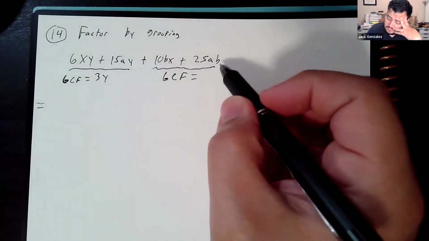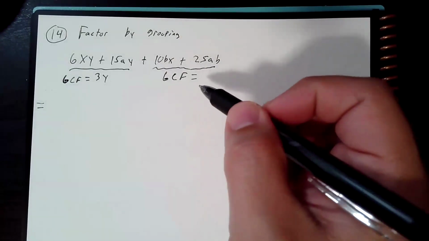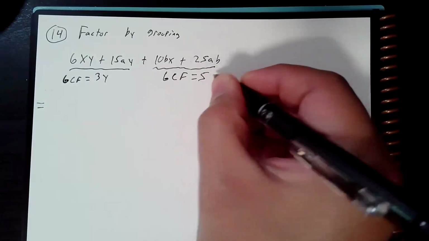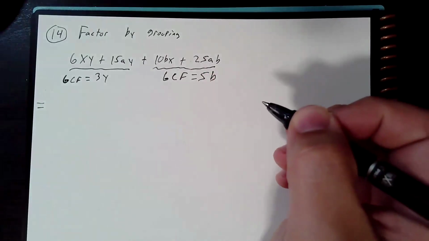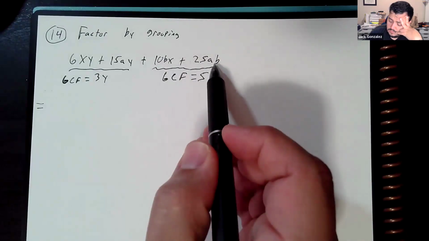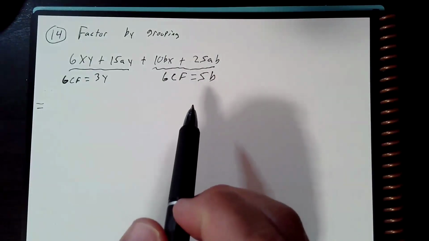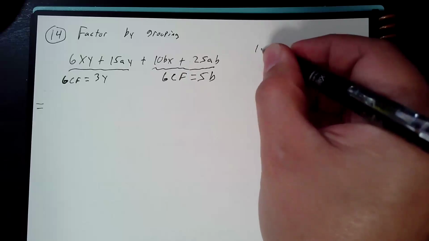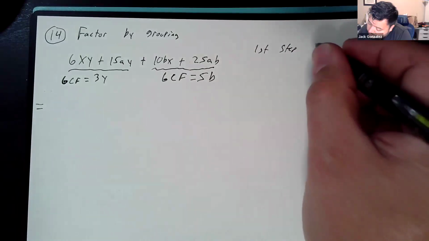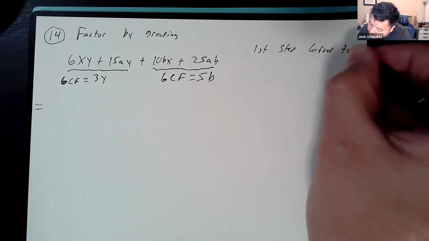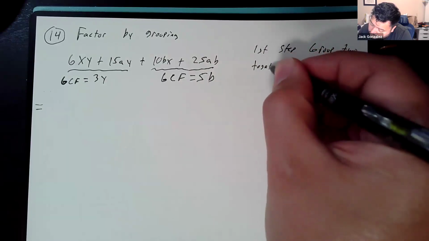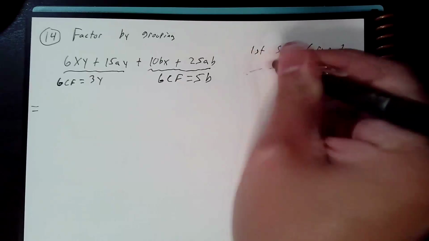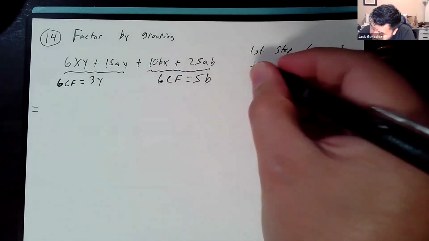Okay. And these both have what in common? 5 and B. Yeah, they both have a B. They both have 5. Okay, so this is what you do. Your first step, let me write a note here. First step, group 2 terms together.